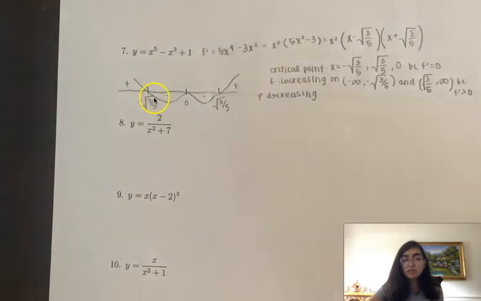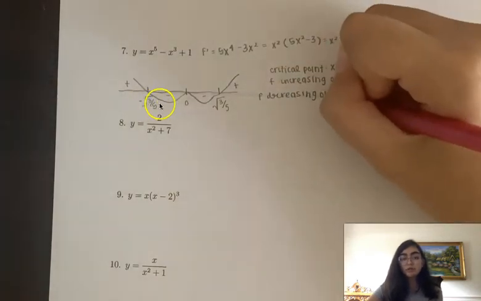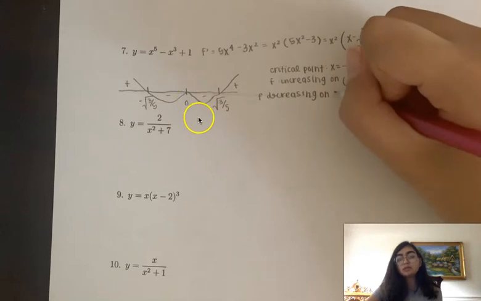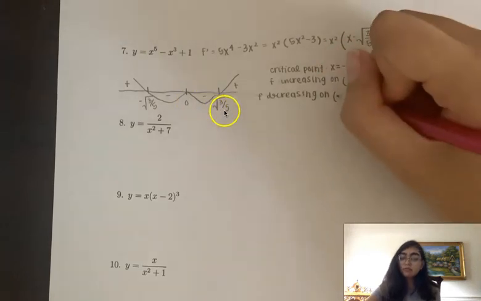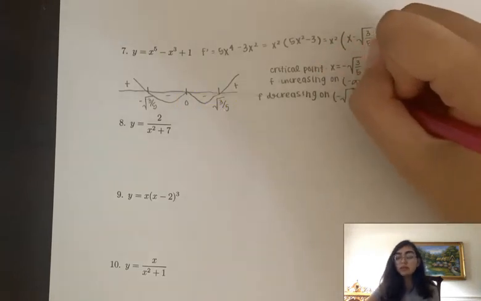F is going to be decreasing from negative square root 3 over 5 to 0, and 0 to square root 3 over 5, because that's where f prime is negative.